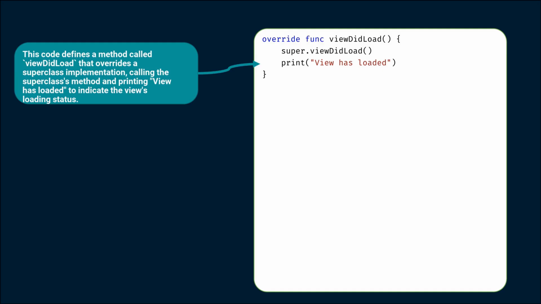Following that, we introduce a simple yet powerful logging mechanism using the print function. Within this method, we include a line that prints a message to the Xcode console stating "view has loaded." This log serves as a confirmation that the view has successfully appeared, offering immediate feedback during development. Utilizing print statements like this is extremely useful in the early stages, as it helps you track the flow of your app and understand what methods are being called and in what order.